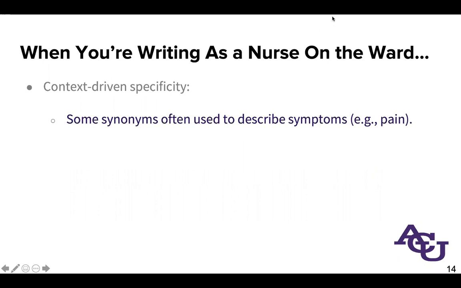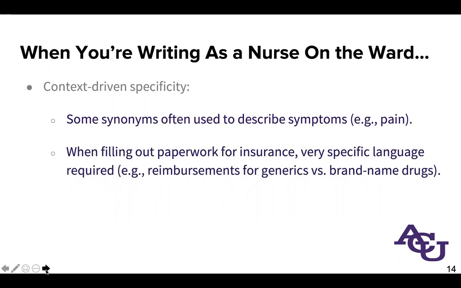For example, there are some synonyms that often get used to describe symptoms like pain because patients just tend to respond more clearly to those. And we also know that when you're filling out paperwork for insurance, you need to use very specific language, like making sure that you're specifying the correct name for the drug. Don't mix up the brand name and the generic, because most of the time the insurance company will only reimburse one.